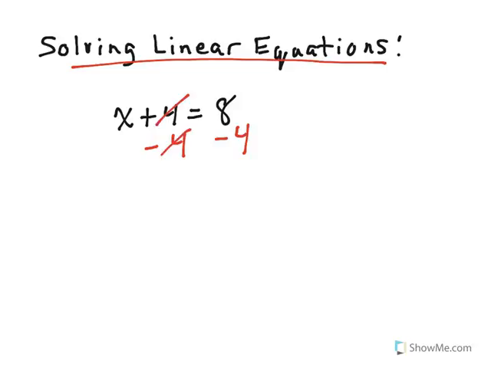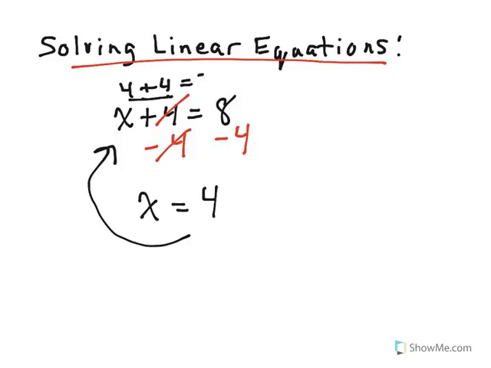The 4's cancel out, leaving x by itself, and on the other side of the equal sign, 8 minus 4 is 4. You can double check your work by putting your final answer back into your original equation. 4 plus 4 does equal 8.